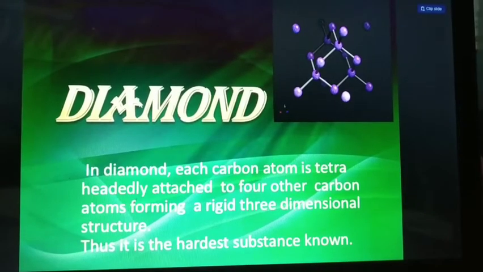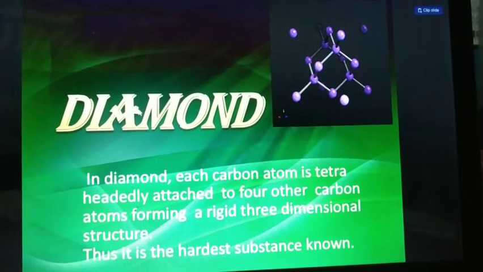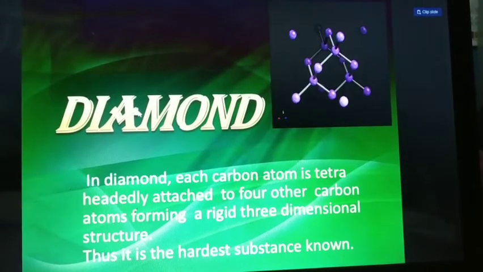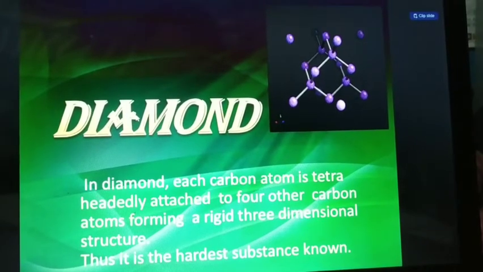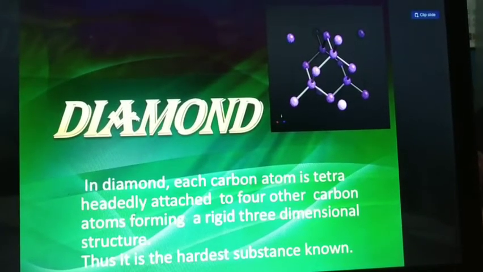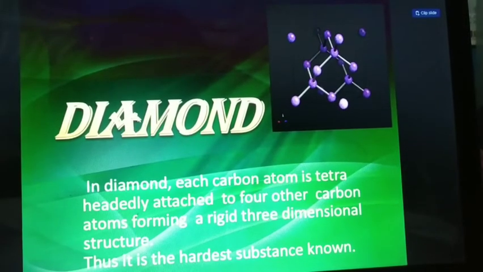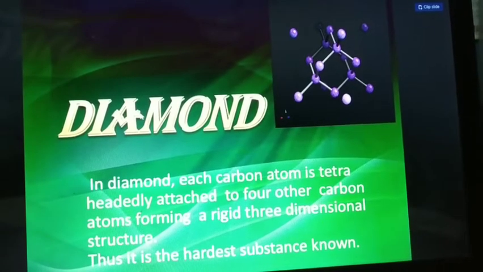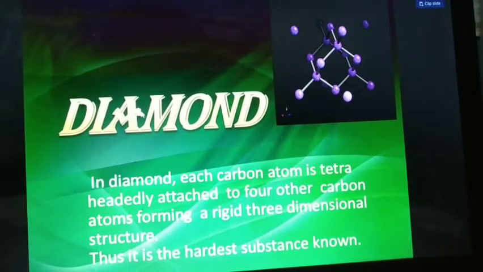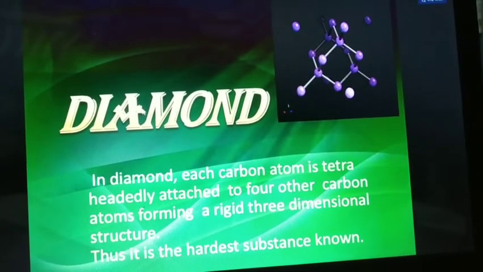Now let's see the structure of diamond. You can see that in diamond, each carbon atom is tetrahedrally attached to 4 other carbon atoms. As you can see in the structure, each carbon atom is covalently bonded to 4 other carbon atoms. This tetrahedral arrangement gives a rigid 3-dimensional structure to diamond.